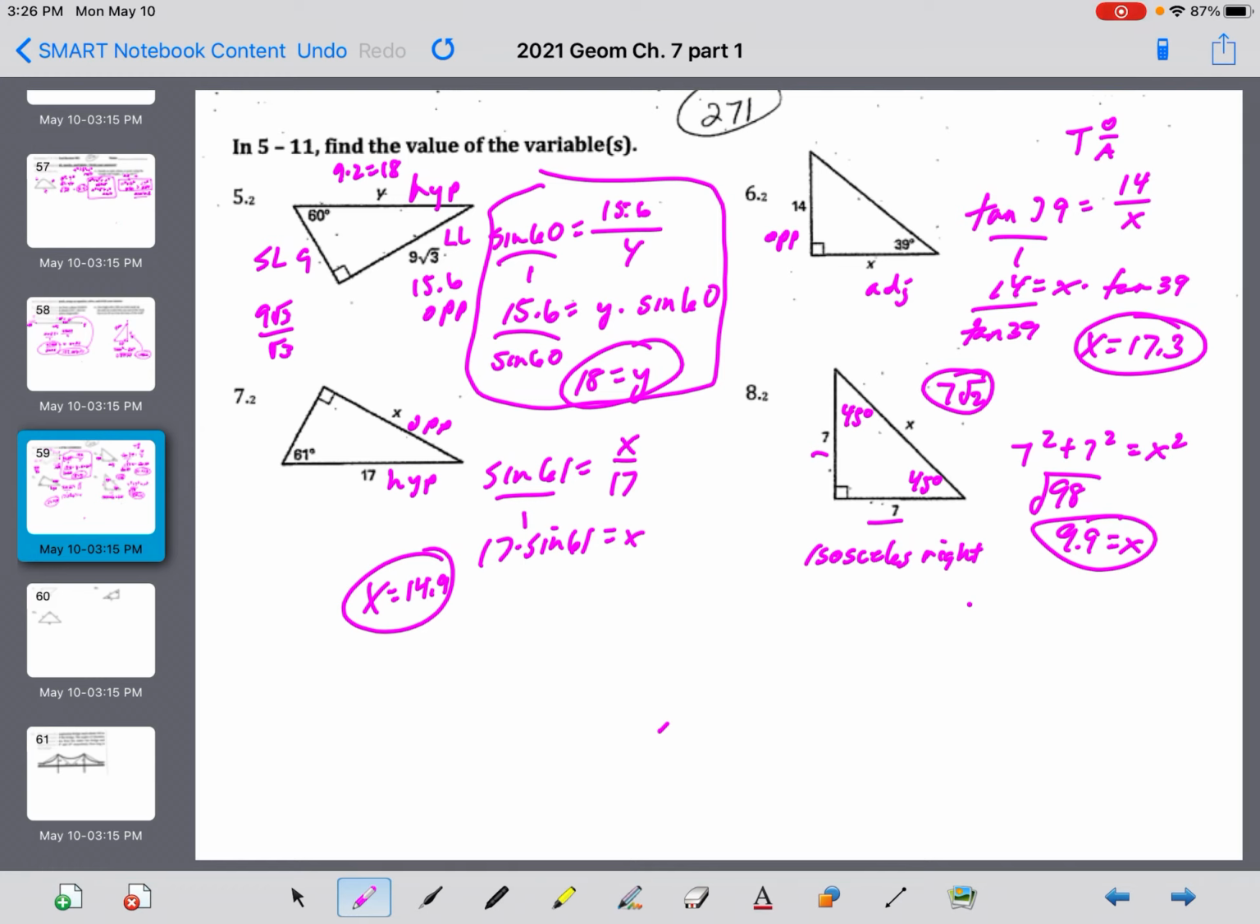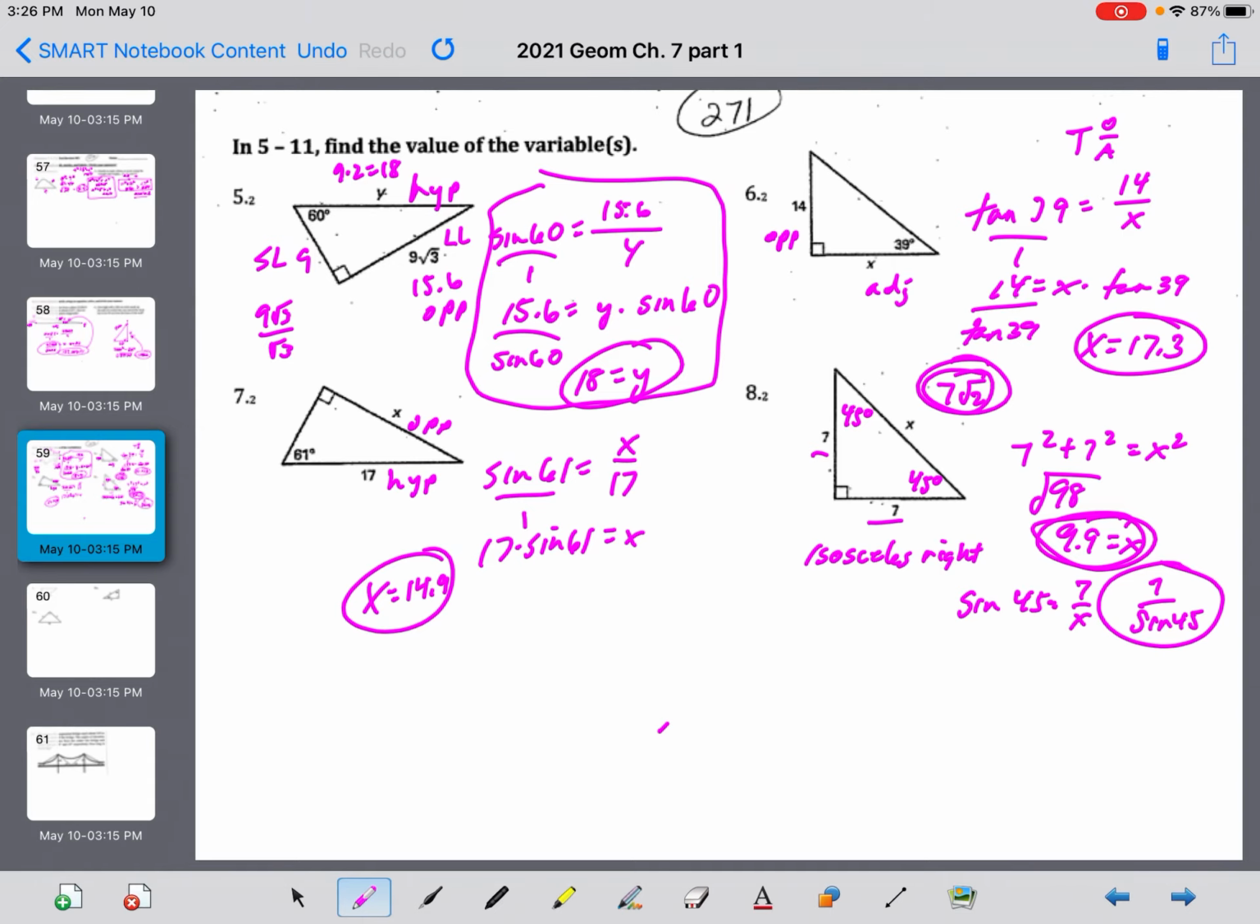You could also do this one with trig. You could say sin 45 is equal to 7 over x. And so you'd end up with 7 divided by sin 45. So there's more than one way to get this answer. This would work, this would work, this would work. You know, Pythagorean theorem, trig. Just got to find it.